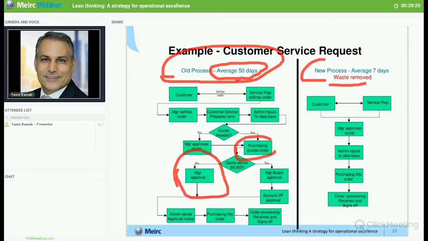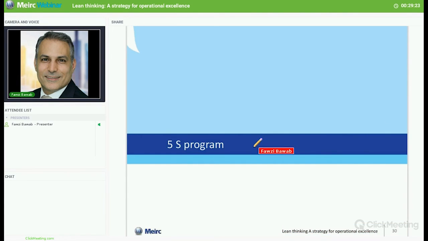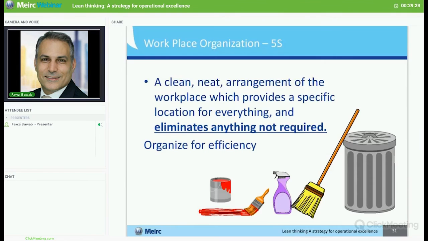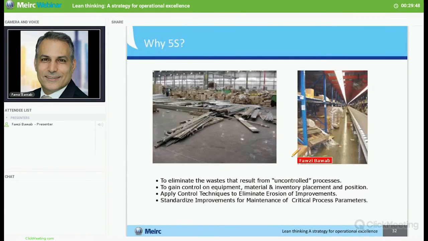I've picked here a couple of tools that we use within lean. One of them is called the 5S program, and the S's represent the 5 Japanese words for that. So here is a 5S. It is a program to clean and organize the workplace so it becomes easier for users to retrieve and to manage. And of course, this aligns very well with lean. If you look at these pictures here, you can see the mess, the safety concerns, and the time it might take someone to retrieve a part.